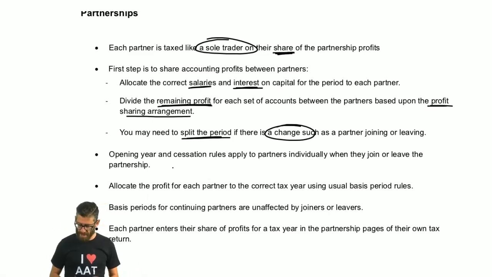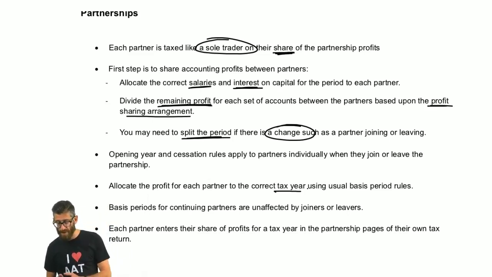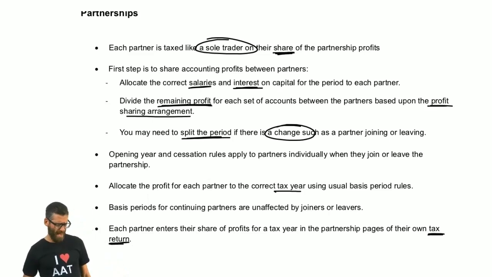Opening year and cessation rules apply, as you've seen in an earlier task, individually when partners join or leave the partnership. And we allocate the profit to each partner to the correct tax year using the basis period rules. Basis periods for continuing partners are unaffected by joiners or by leavers. Each partner enters their share of profits for a tax year in the partnership pages of their own tax return. Wonderful. The guidance is there for you.